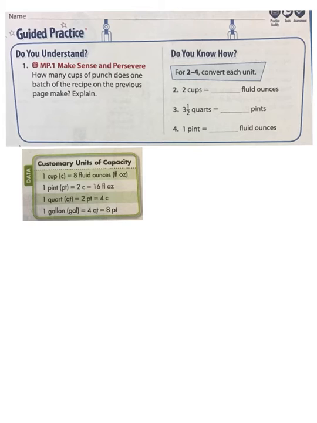I've added the customary units of capacity chart to help us with our work on the guided practice. We would like to know how many cups of punch one batch of the recipe on the previous page makes. Well, if we look at the previous page, one batch is 5 pints of apple juice, 4 pints of lemon lime soda, and 1 pint of frozen orange juice. When I add that together, that's going to equal 10 pints. We already did that part.